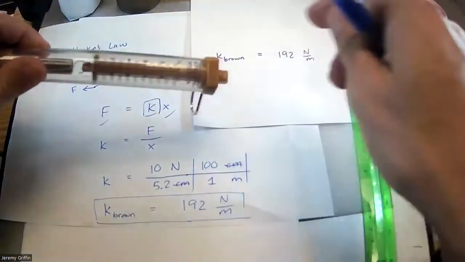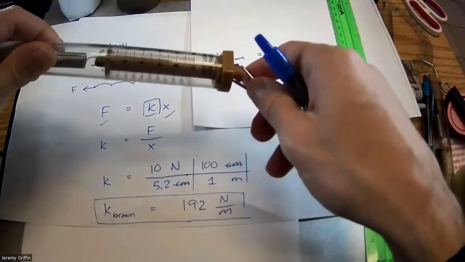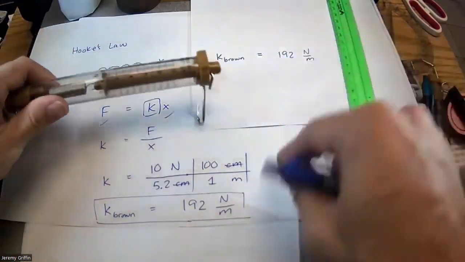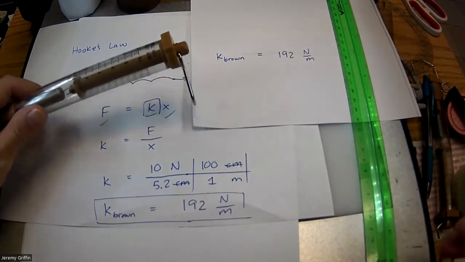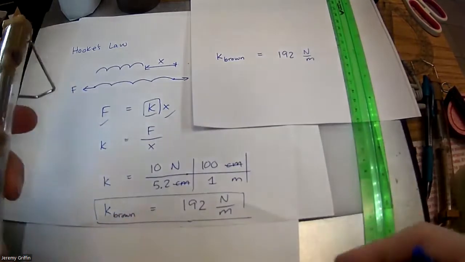So if this was a really long spring and it was equally stiff, if I put 192 newtons of force on it, it would stretch exactly 1 meter, right? Now you'd have to have a crazy long spring for that to happen, but you get the idea, right? If it was equally stiff.